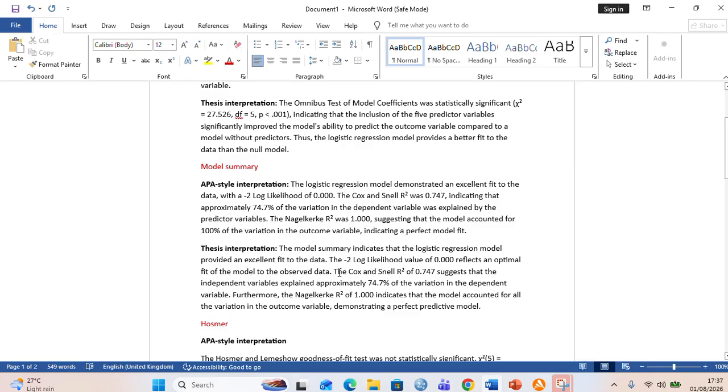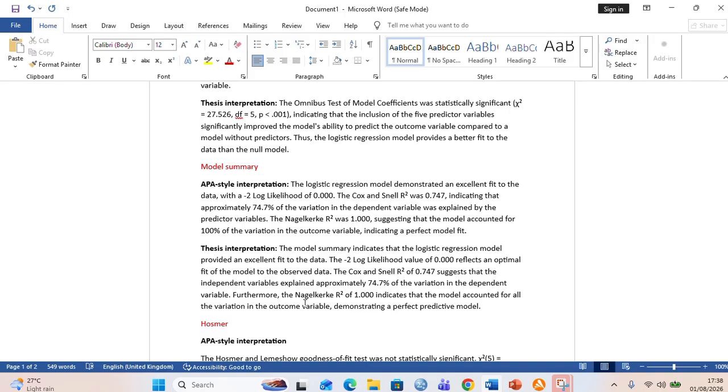And then you need to also write about the Cox and Snell, which is 0.747, suggesting that the independent variable explains approximately 74.7% of the variation in the independent variable. Furthermore, you need to explain the Nagelkerke. So you explain like this: it indicates that the model accounted for all the variation in the outcome variable, demonstrating a perfect predictive model. So these are very important tables that you need to interpret before you move to the other table.